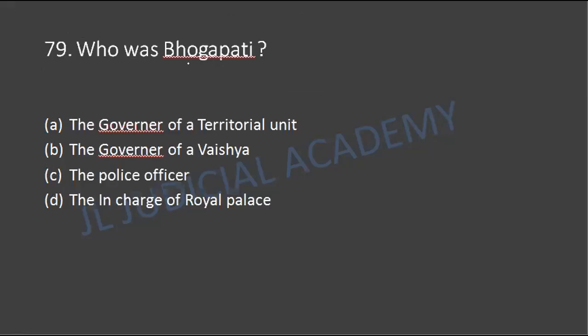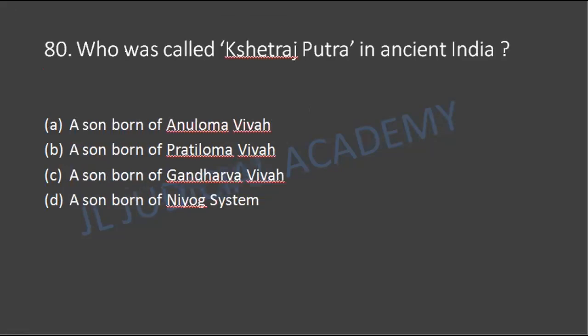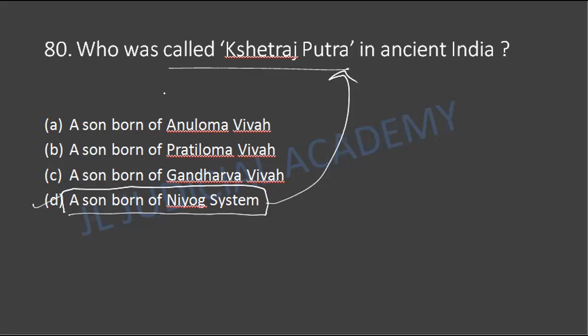Next, who was Bogapati? Bogapati was the governor of a territorial unit. Next, who was called Kshetraj Putra in ancient India? The answer is D, son born of a Niyog system. A son born of Niyog system was called Kshetraj Putra in ancient India.